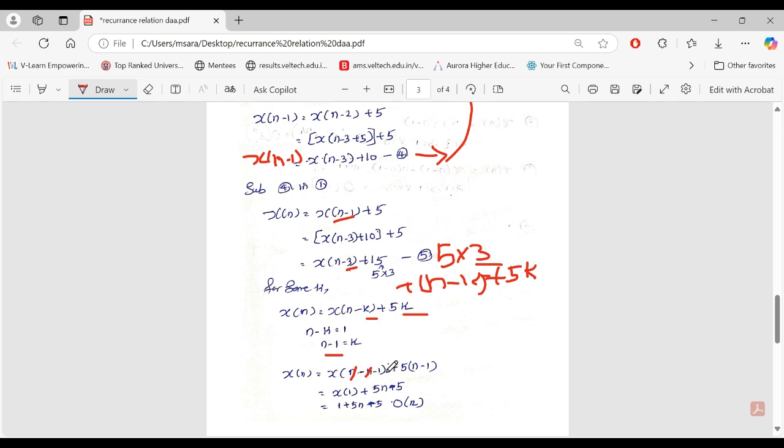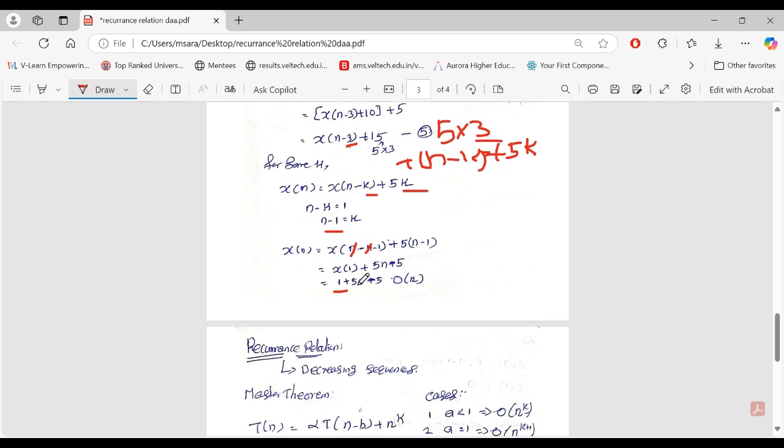We got it as 1 only. That means the T of 1 value equals 1. T of 1 equals 1 for that. This 5 into n minus 1 we had replaced now, because the k value is replaced by 1. 5n plus 5, and minus 5 are there. So the total time complexity, the highest order, becomes 5n only.